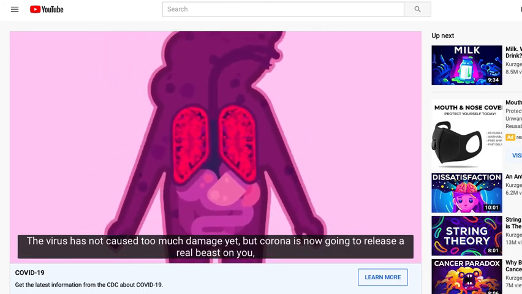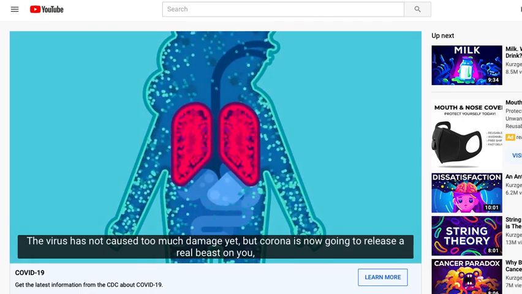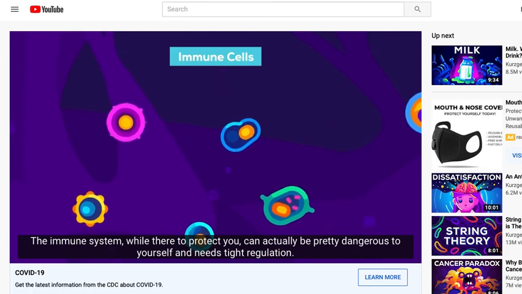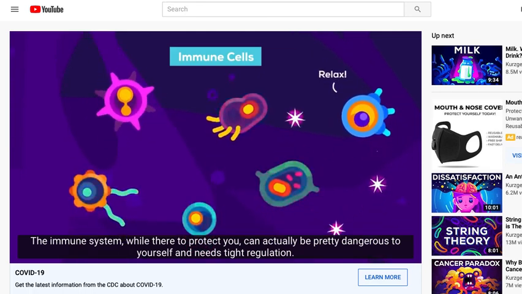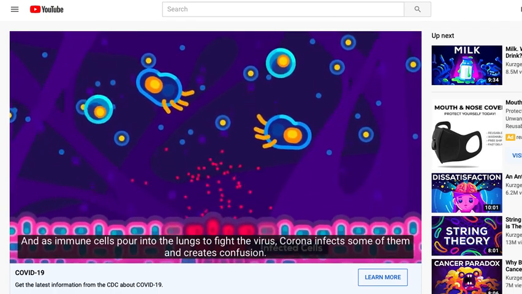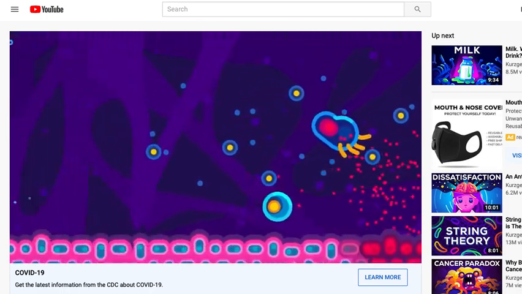The virus has not caused too much damage yet, but corona is now going to release a real beast on you, your own immune system. The immune system, while there to protect you, can actually be pretty dangerous to yourself and needs tight regulation. And as immune cells pour into the lungs to fight the virus, corona infects some of them and creates confusion.